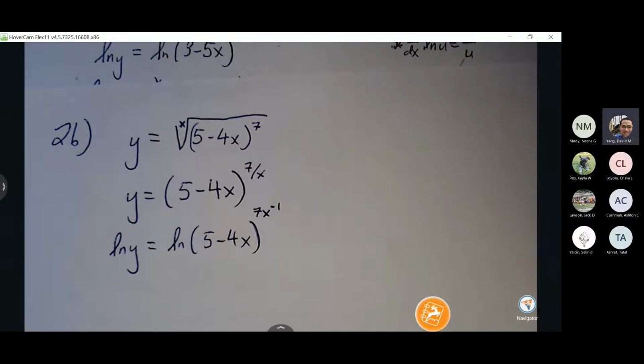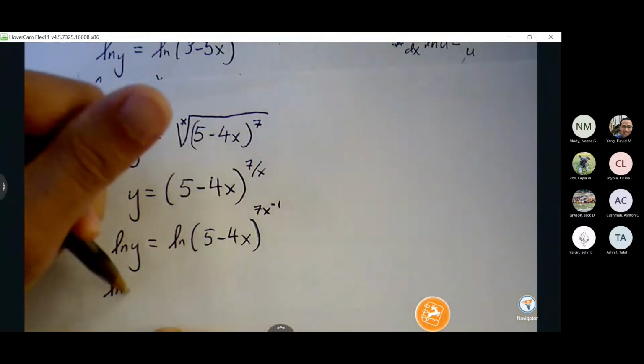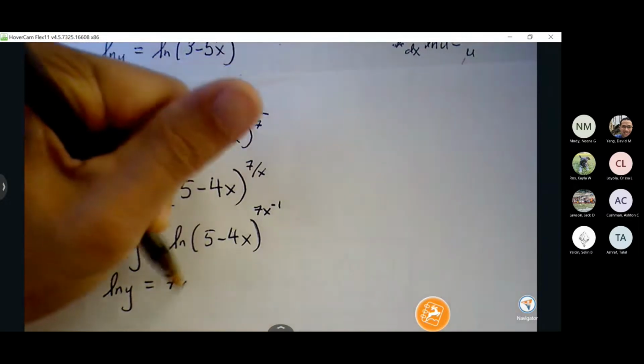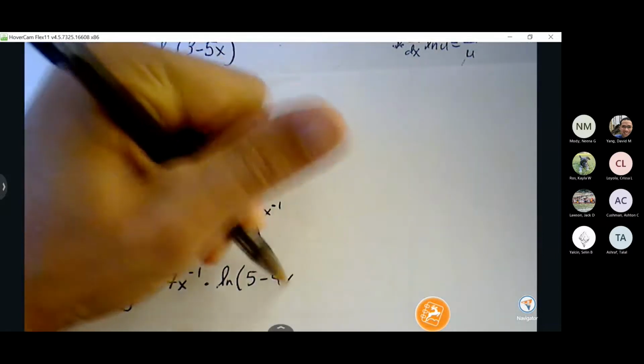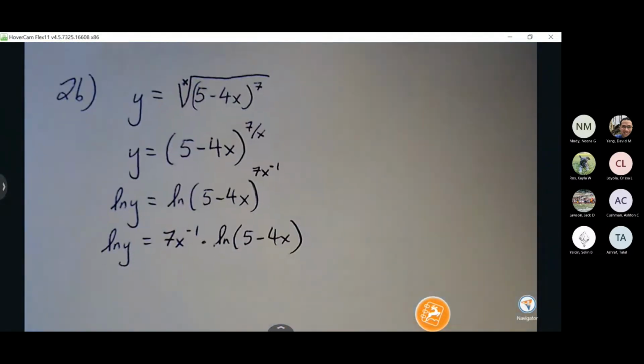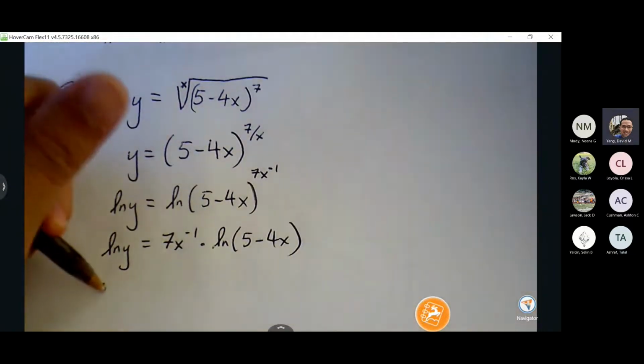Yes, let's just bring that down. This is the power property. 7x to the negative 1 comes down, but yes, we are going to expect product rule on the right side, since we're going to turn this into a multiplication between two terms. Okay, a little bit of implicit on the left side.